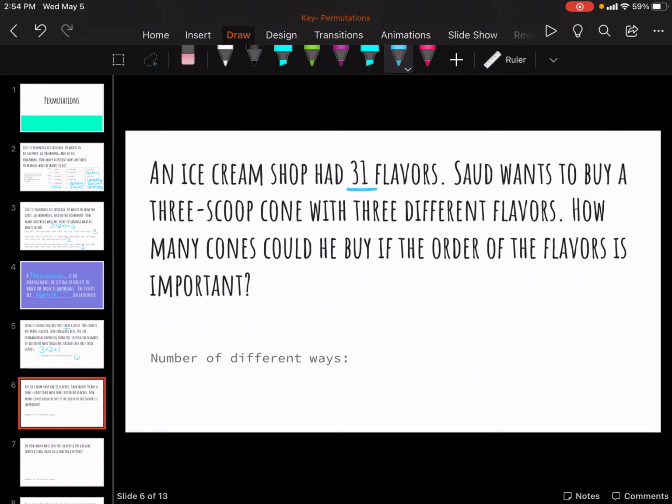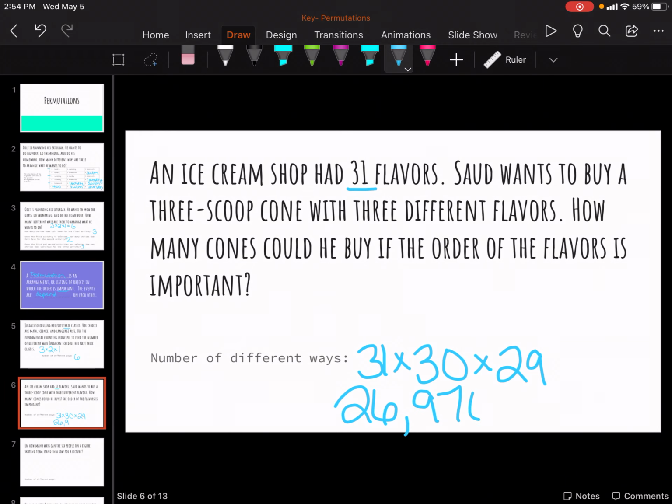An ice cream shop has 31 flavors, maybe Baskin-Robbins. Saad wants to buy a 3-scoop ice cream cone with 3 different flavors. How many could he buy if the order is important? Like it matters what order they are on. So for the first one, there's going to be 31 different options. 1 is picked. So how many for the second one? 30. How many for the third? 29. So multiply: 31 times 30 times 29. So there are 26,970 options. We didn't multiply all the way down to 1 because he's not getting 31 scoops.